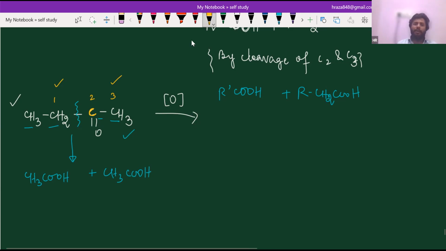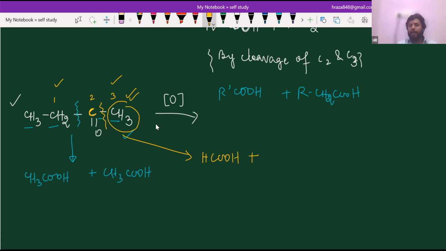And if you are going to break this bond, you can see you are going to prepare a carboxylic acid that has only one carbon, so it will be methanoic acid, HCOOH. And on the left hand side, you can see there are three carbon, so you are going to prepare a carboxylic acid which contains three carbon. So it will be propanoic acid, this is methanoic acid, this is ethanoic acid and ethanoic acid.